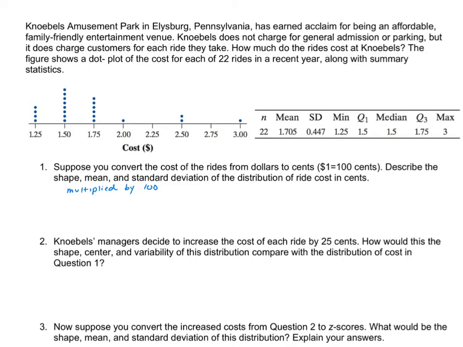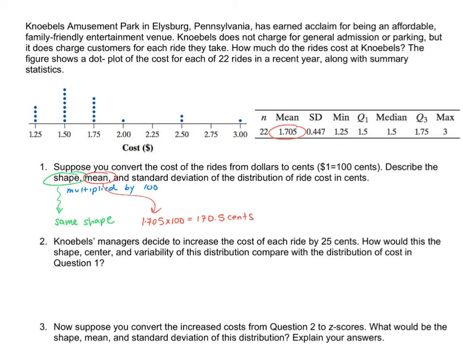So as far as the shape, if every value gets multiplied by 100, it is still going to have the same shape, this skewed right, unimodal. So the shape's going to stay the same. The mean used to be $1.705, but it's going to change by this multiple. So you're going to multiply by 100 and get 170.5 cents. Make sure to put units.